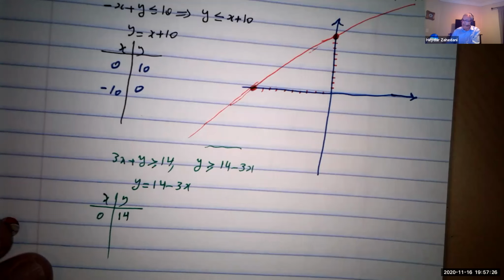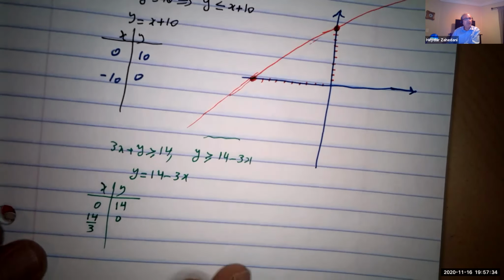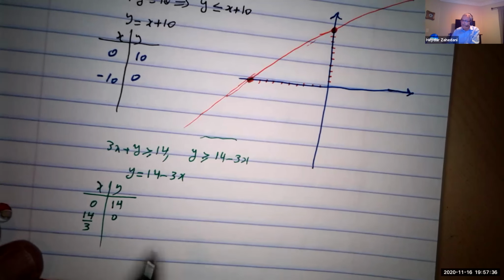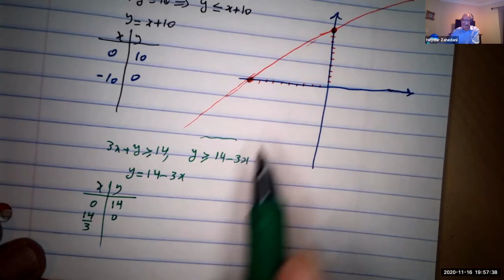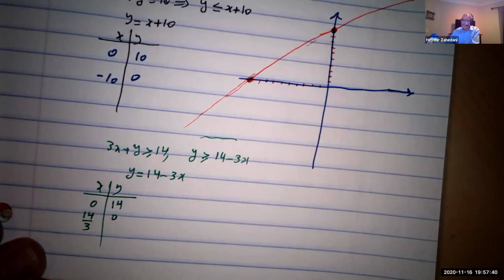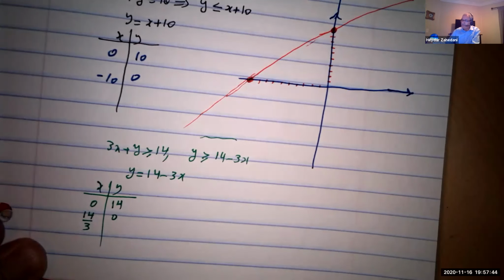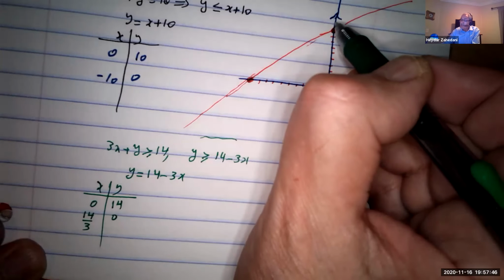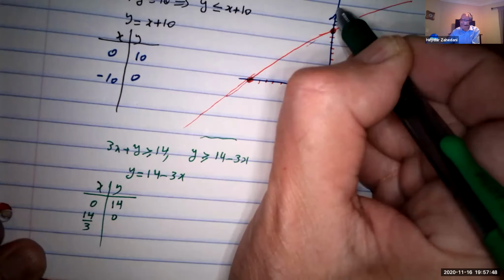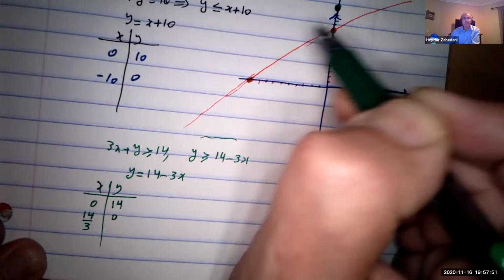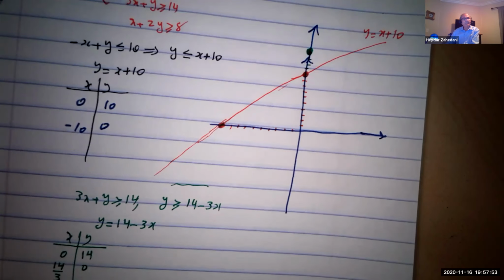Okay, so y would be 14. And if you put y equal to 0, x would be 14 thirds. Okay, so we identify this as 0 and 14. So for the 14, I have to go a little bit up. So that was 10, 11, 12, 13, and 14. So that would be the 14.